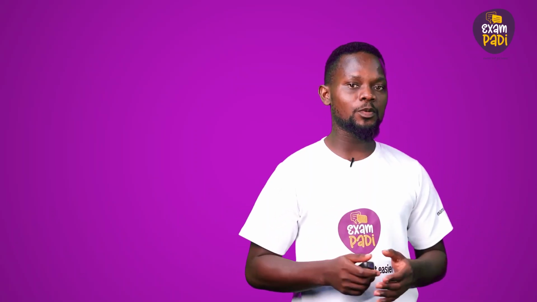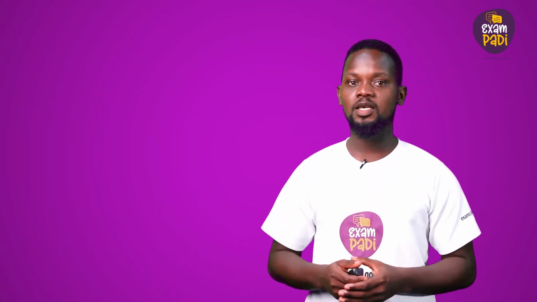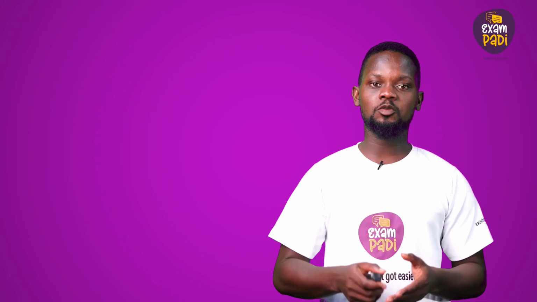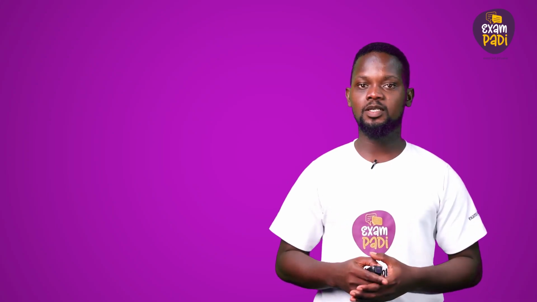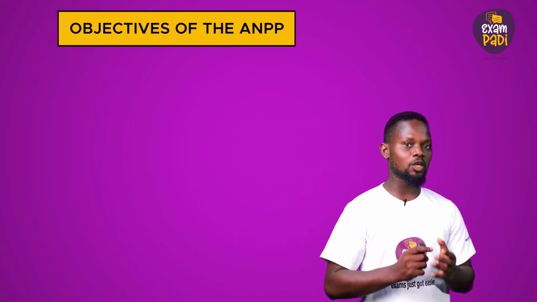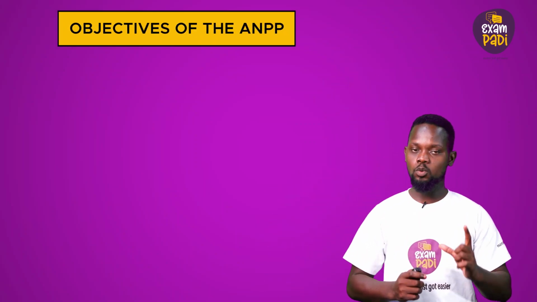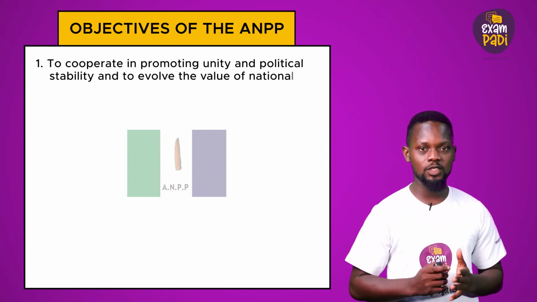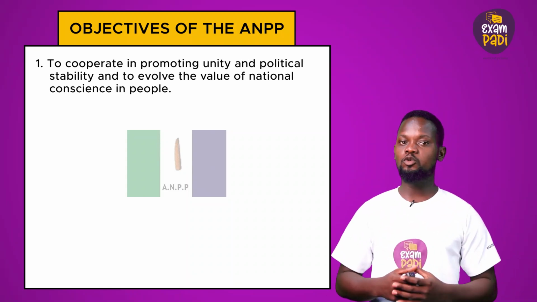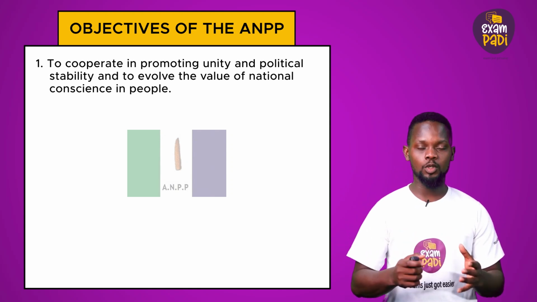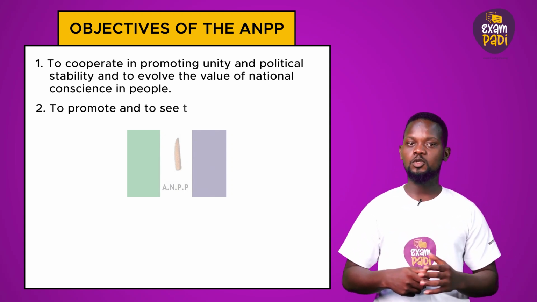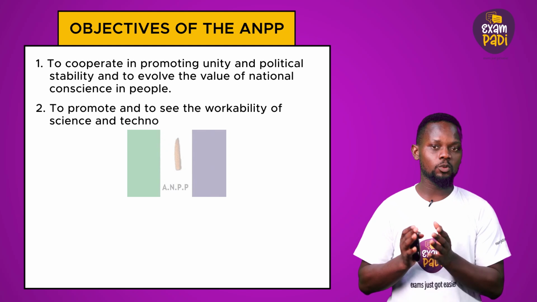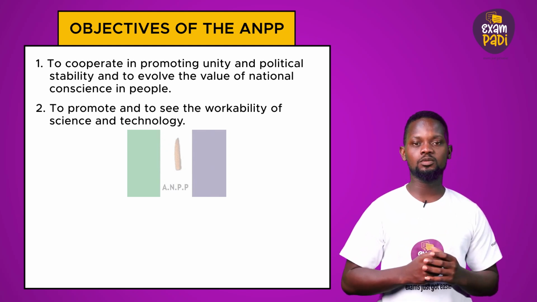Thereafter, the APP suffered a factional split and contested the next round of elections in 2003 as the All Nigeria People's Party, ANPP. The aims and objectives of ANPP were: 1. To cooperate in promoting unity and political stability and evolve the value of national conscience in people. Number 2. To promote and to see the workability of science and technology.